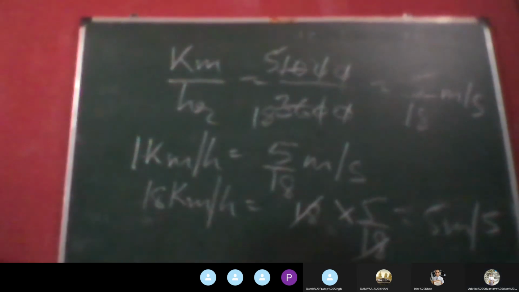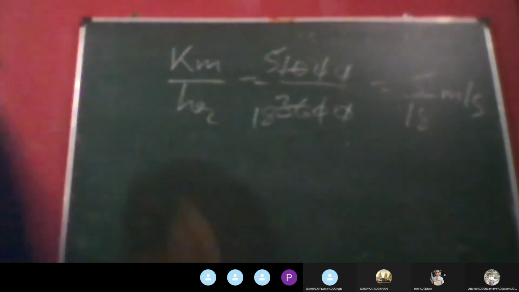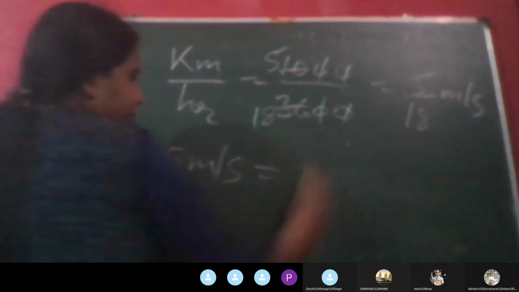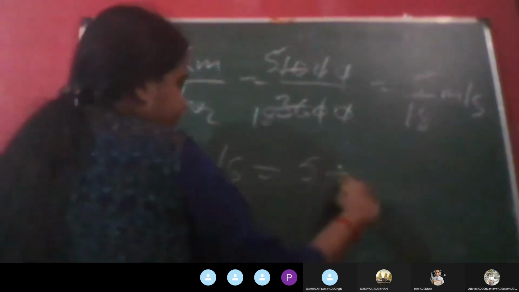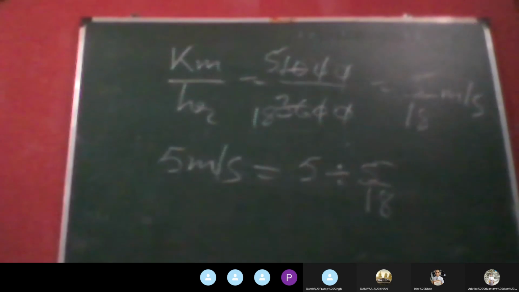Or if I have to change meters per second into kilometers per hour, the same number but in divided form. Yes or no? Let's say any number, 5 meters per second, so the same number, that means 5 divided by 5 by 18. Yes or no?